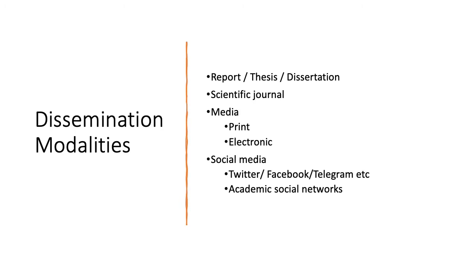There are many ways to disseminate our research. It may be submission of a thesis or dissertation as a part of curriculum, or submission of a report as a regulatory requirement by a funding agency. The most common method used is publication in a scientific journal. Nowadays, media briefings are also happening, and researchers also prefer to use social media and academic social networks to disseminate research. Today, we will discuss a bit about all these modalities.